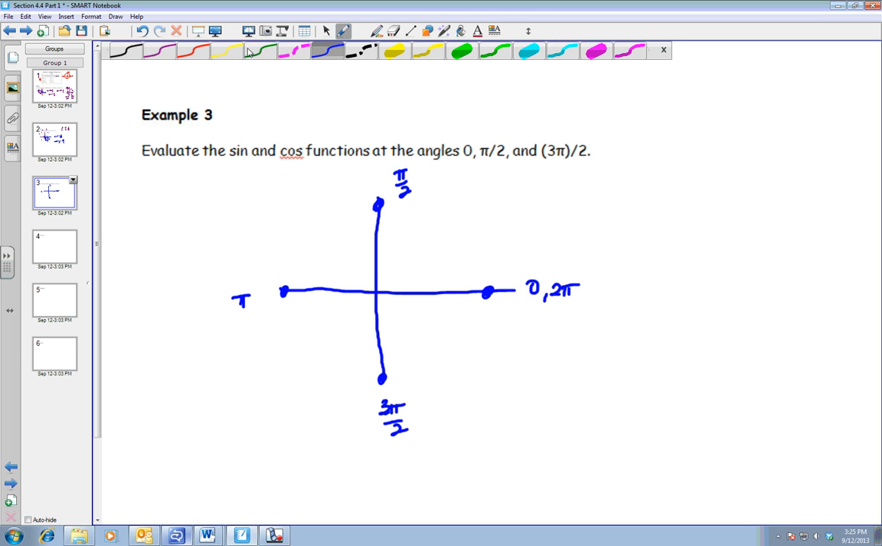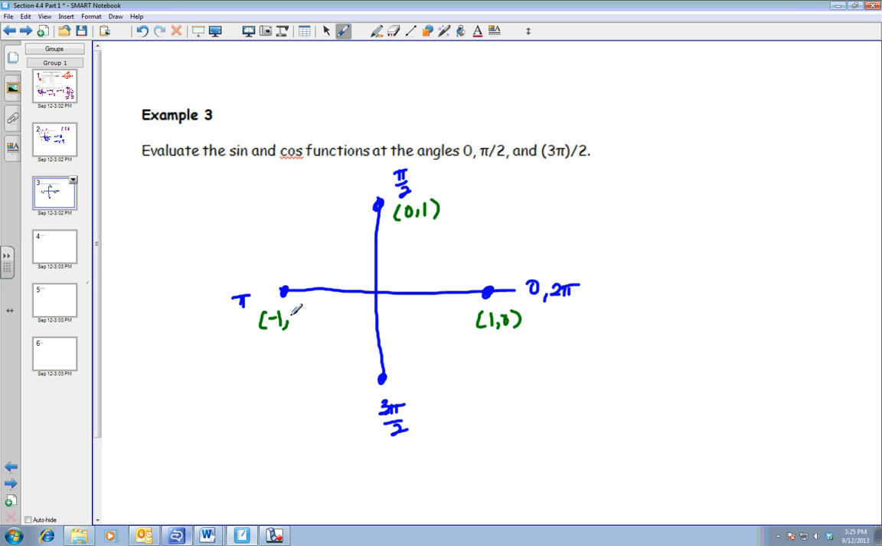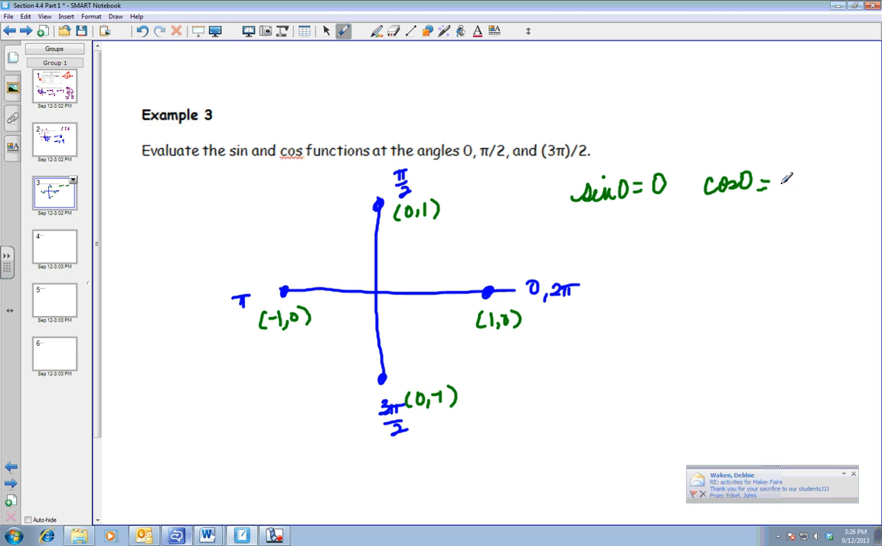Okay, so do you remember what those points are? If I'm on the unit circle, this is the point (1, 0). This is the point (0, 1), (-1, 0), (0, -1). Okay, so they want us to find sine and cosine of these three angles. So the sine of 0. Sine of 0 is the y value, so that's 0. Cosine of 0 is my x value at 0, which is 1.